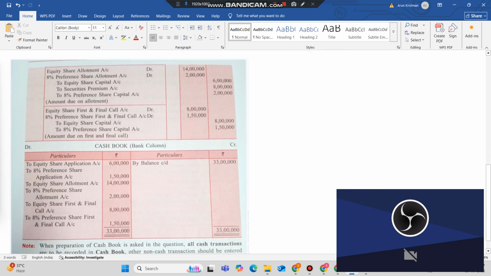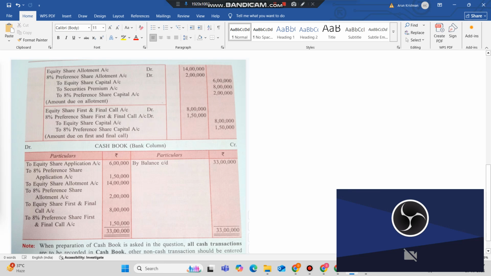the amount due on allotment. Again you have to enter how much is for equity. It is 14 lakh, and how much is for preference share? It is 2 lakh. And then the first and final call, again what is the amount due? Again you have to write the equity share capital, it is 8 lakh, and preference share capital is 1 lakh and 50,000, with a total of 33 lakh, which has to be transferred.